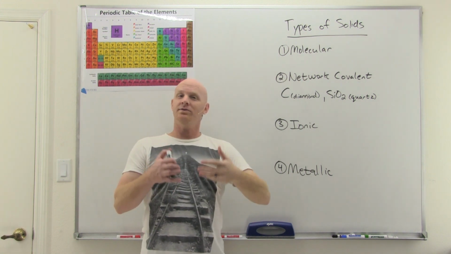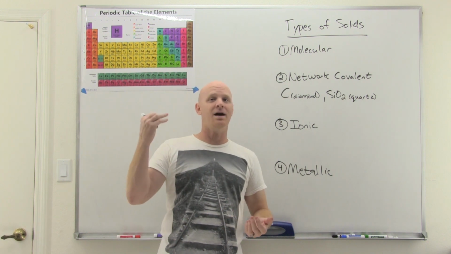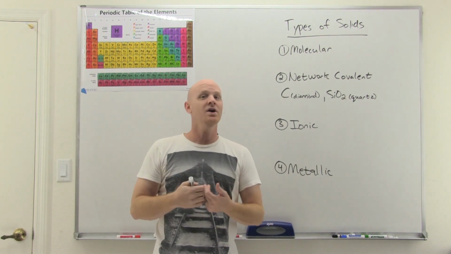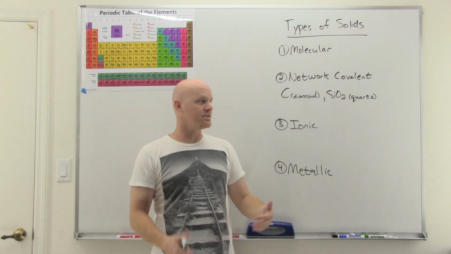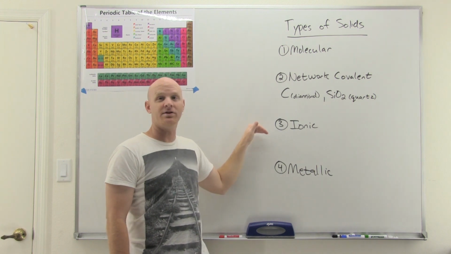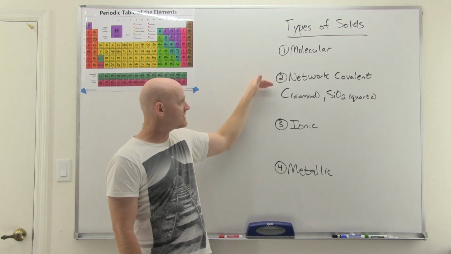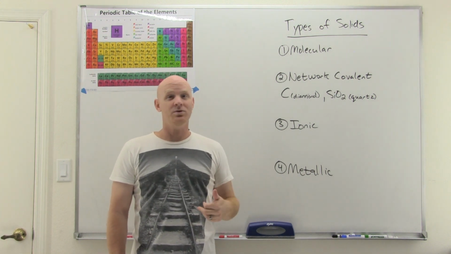And what holds a molecular solid together is just intermolecular forces, hydrogen bonding, dipole-dipole forces, London dispersion forces, which are rather weak when you compare them to the strength of a covalent or ionic bond. So network covalent solids are held together by covalent bonds. Ionic compounds are held together by ionic bonds. And the vast majority of both the network covalent solids and the ionic compounds are solids at room temperature.